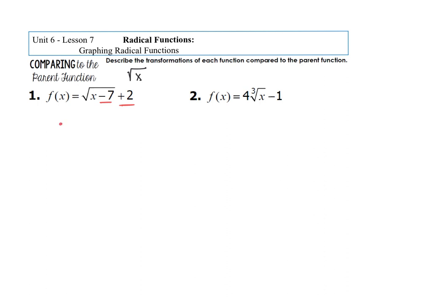Minus 7 is a sneaky x. It's with the x underneath the radical. So sneaky x is not going left 7. Usually minus means left. It's going right 7. It's doing the opposite because it's a sneaky x. Plus 2 is on the outside. It's a y. Y's aren't sneaky, so it's just going up 2.